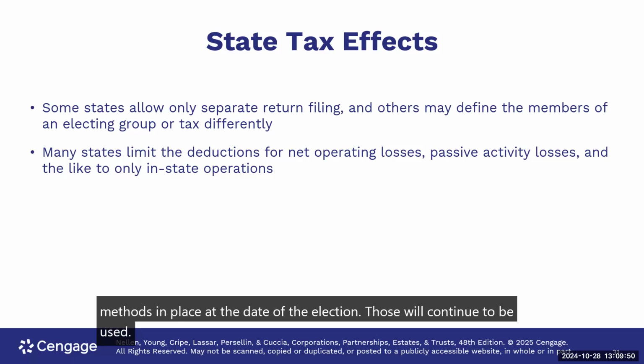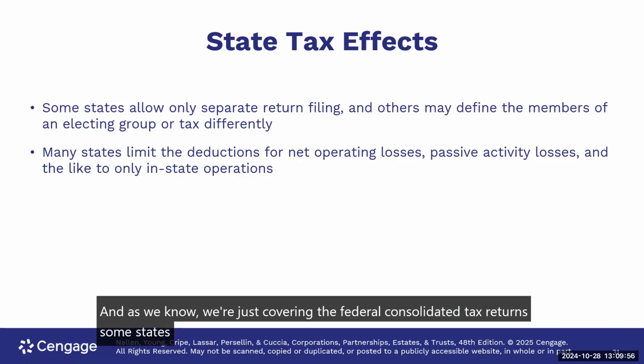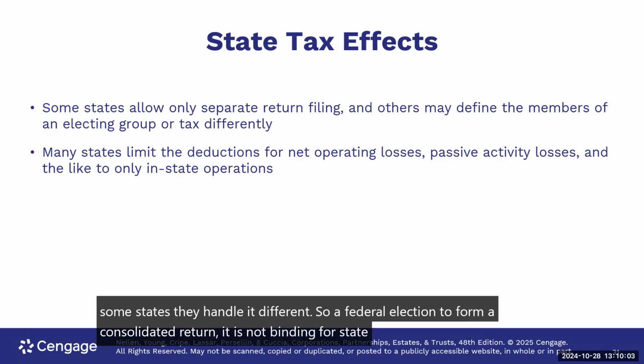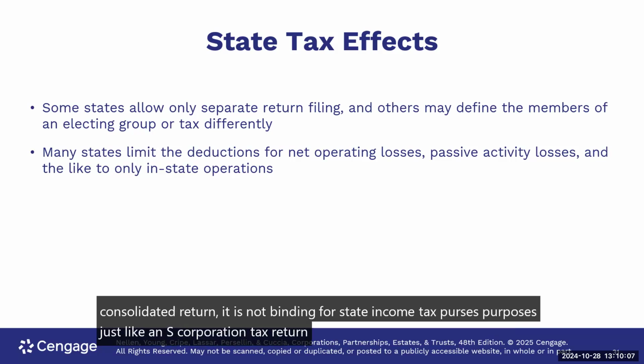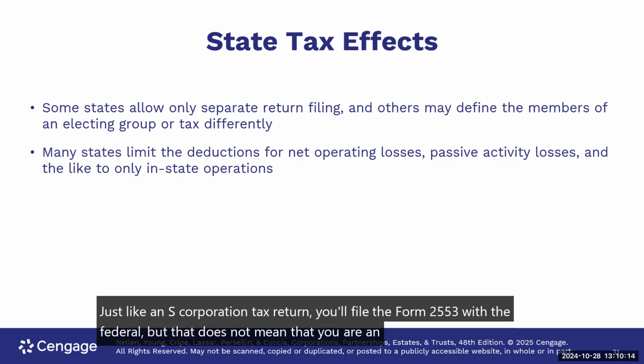And as we know, we're just covering the federal consolidated tax return. Some states handle it differently. So a federal election to form a consolidated return is not binding for state income tax purposes. Just like an S corporation tax return, you'll file the form 2553 with the federal, but that does not mean that you are an S corporation at the state level.